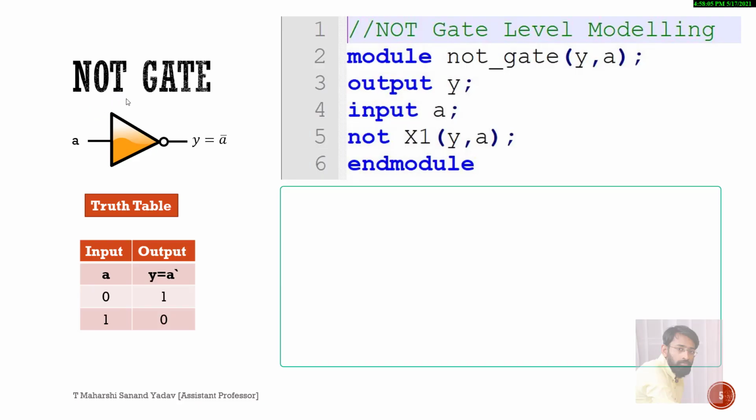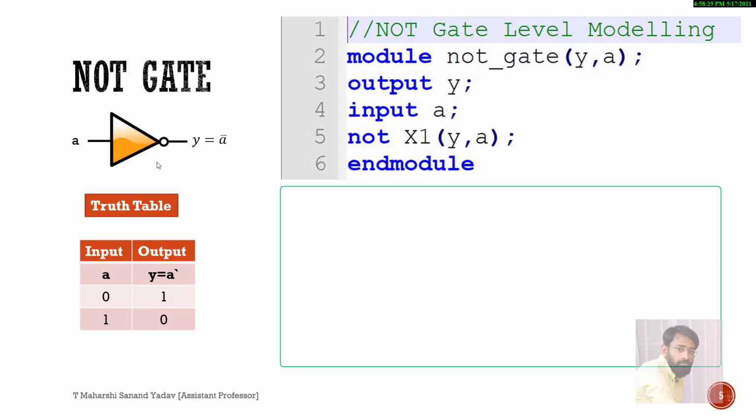In this video, let us see how to write the Verilog code for NOT gate using different styles of modeling. The different styles of modeling are: first one is gate level modeling, second one is data flow modeling, and the third style is behavioral modeling. In this video, let us see how to write the code for gate level modeling.